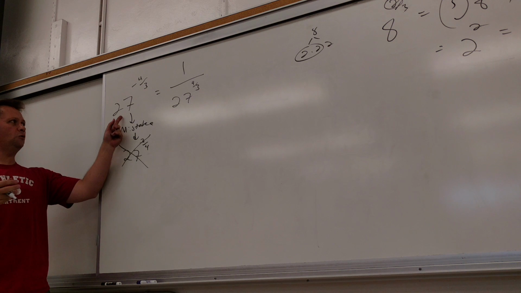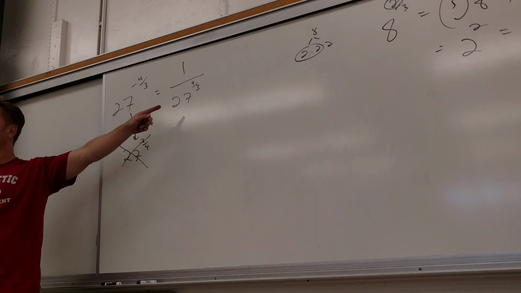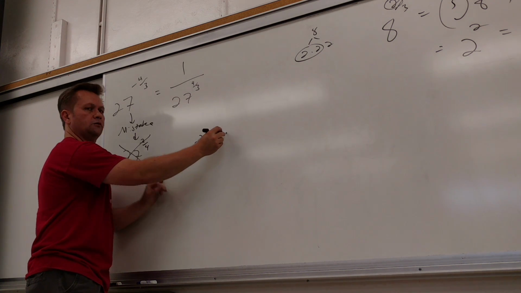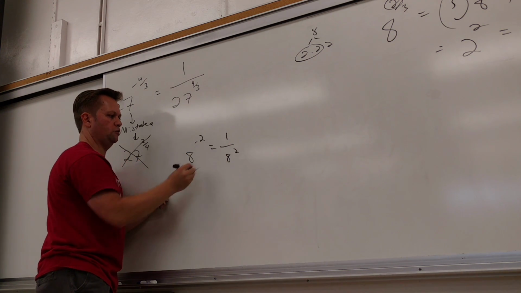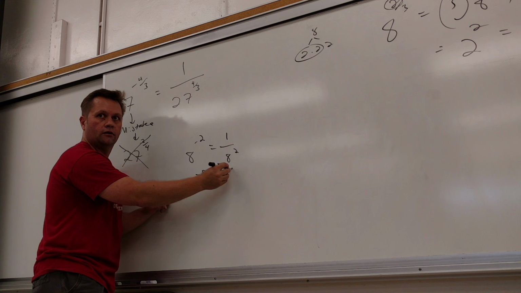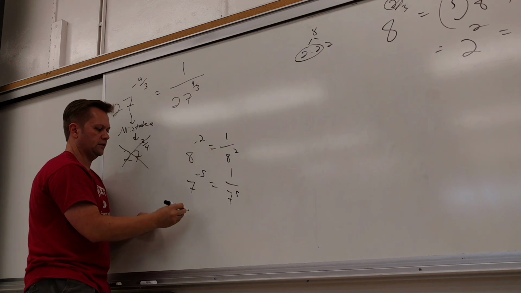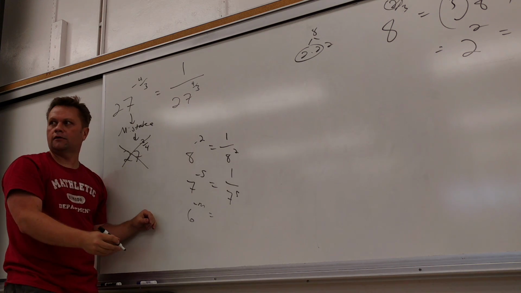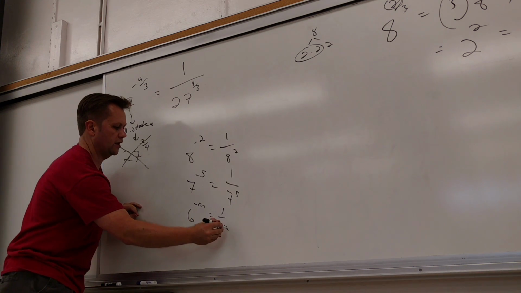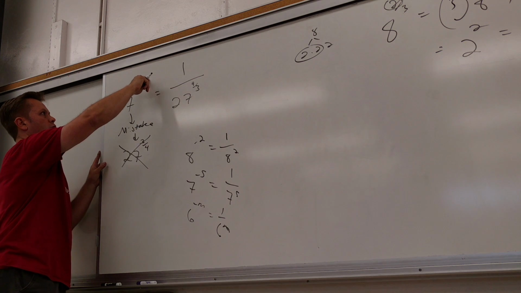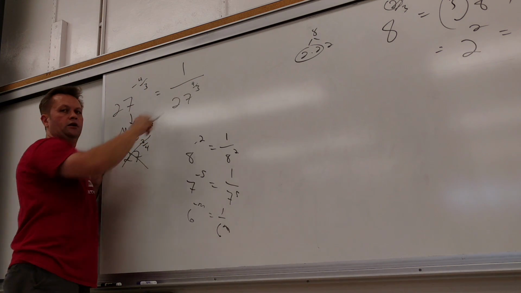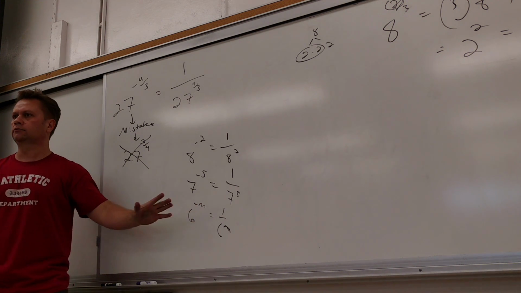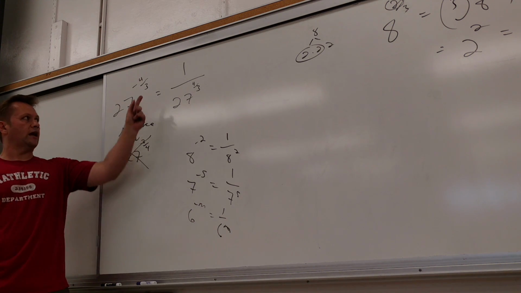Is everybody cool with that first step? Because what's 8 to the negative 2? What's the first step I could do? 1 over 8 squared. What's 7 to the negative 5th? 1 over 7 to the 5th. What's 6 to the negative m? 1 over 6 to the m. So 27 to the negative who cares is 1 over 27 to the who cares. Bam! It doesn't matter if it's a fraction. It doesn't matter if it's a letter. So the negative makes it flip.